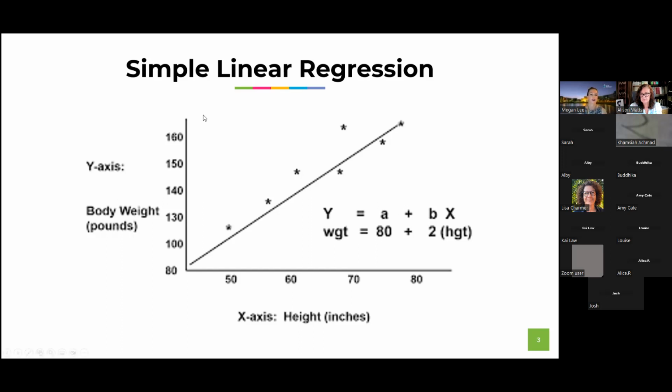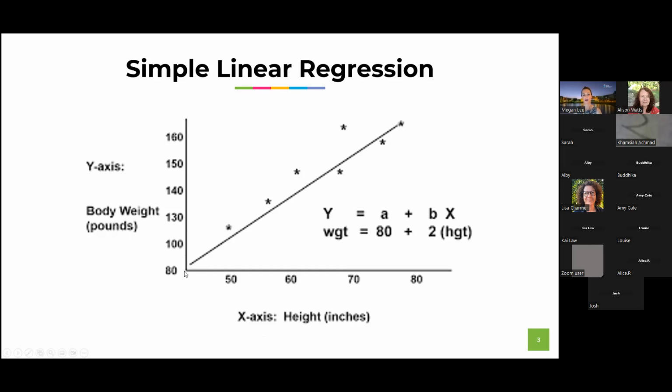So the simple linear regression here, we've got the dependent variable of weight on the y-axis, so the DV always goes here, and we've got the independent variable of height on the x-axis. Now, the regression formula here is y equals a plus bx. Now, using this formula, once we do a regression, we should be able to predict somebody's weight by how tall they are.